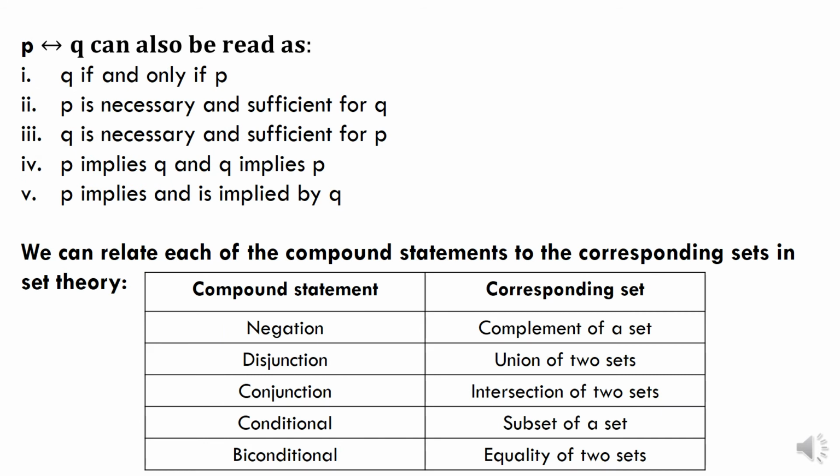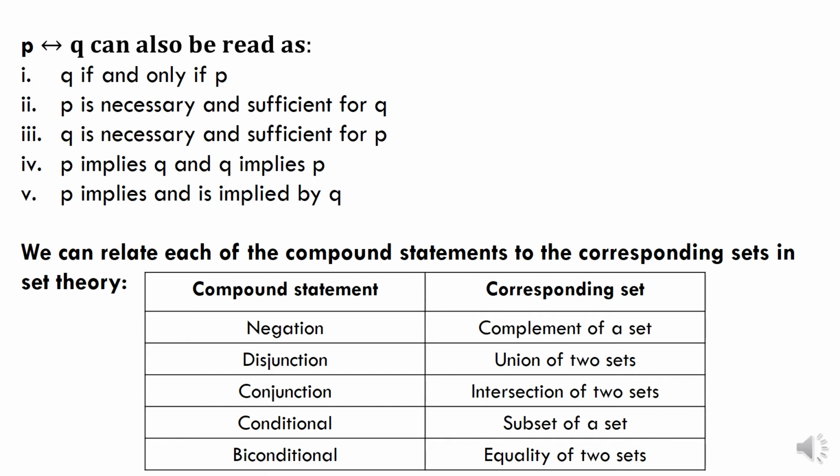These are the ways in which a biconditional statement P if and only if Q can also be read. We can also read the same statement as Q if and only if P. P is necessary and sufficient for Q. Q is necessary and sufficient for P. P implies Q and Q implies P. P implies and is implied by Q.